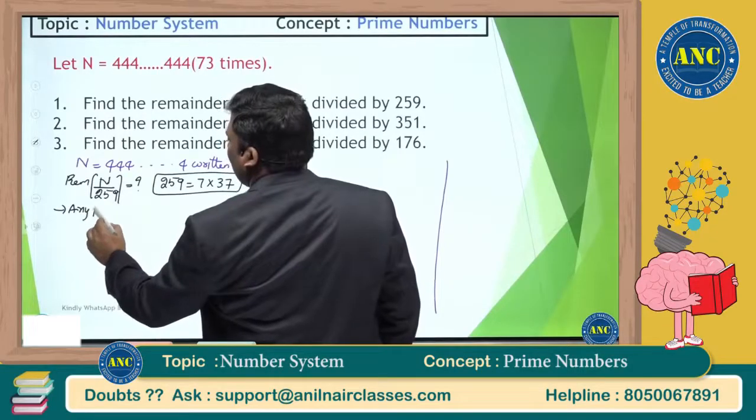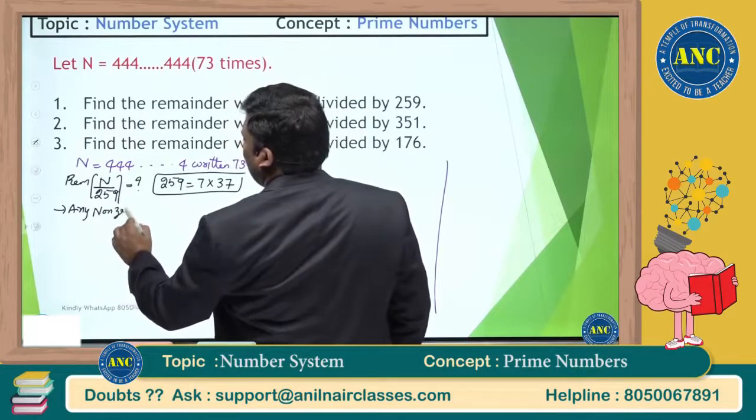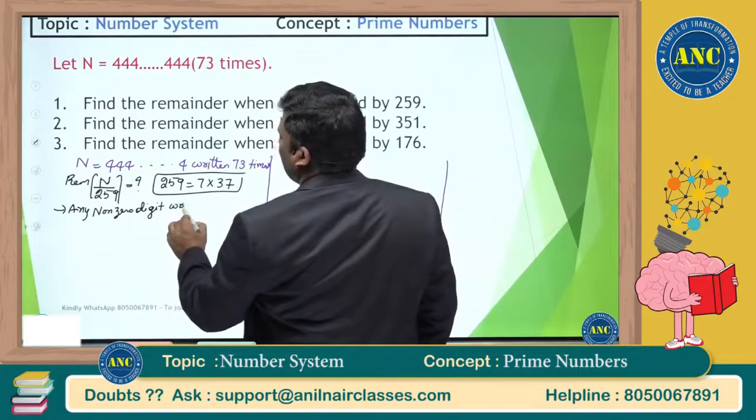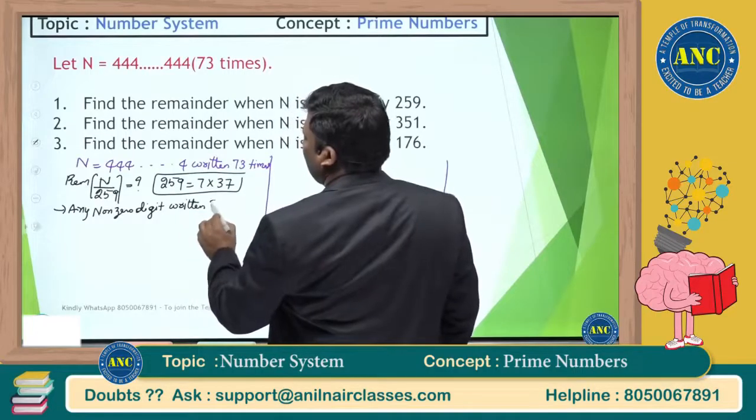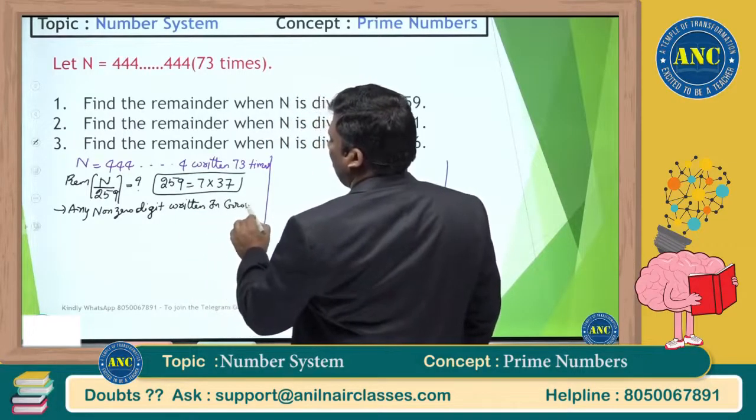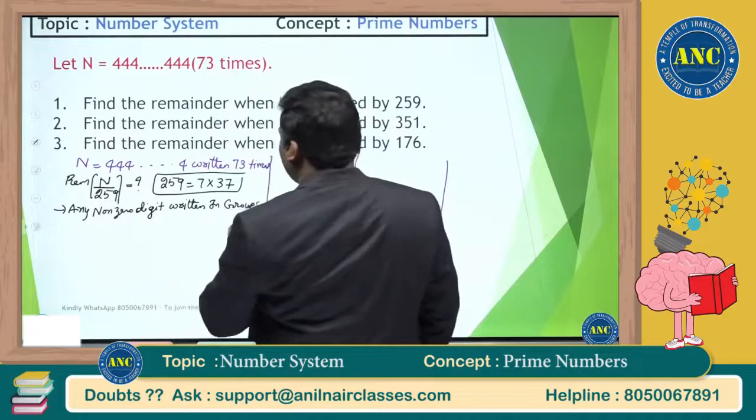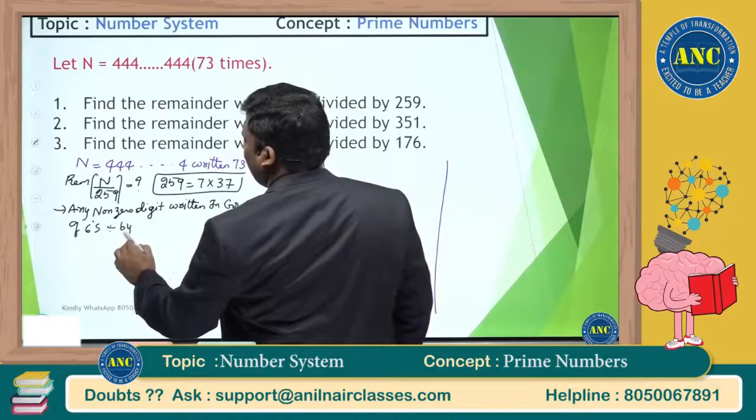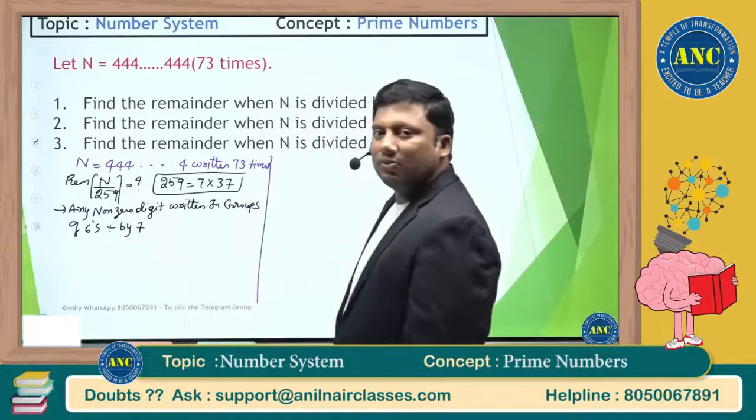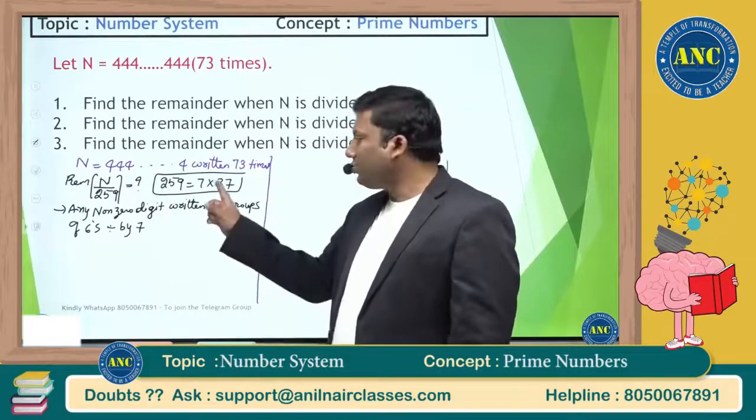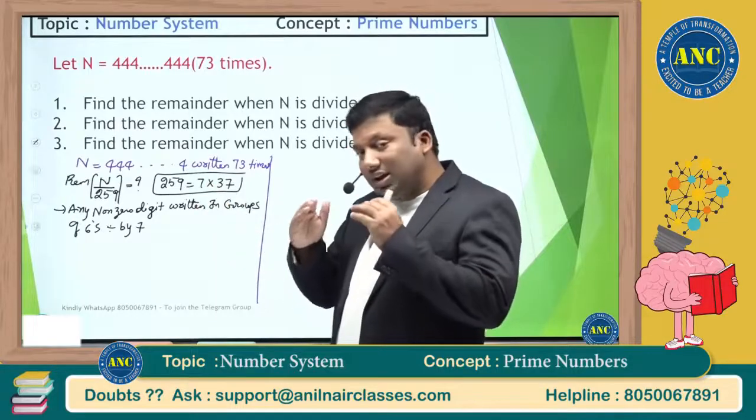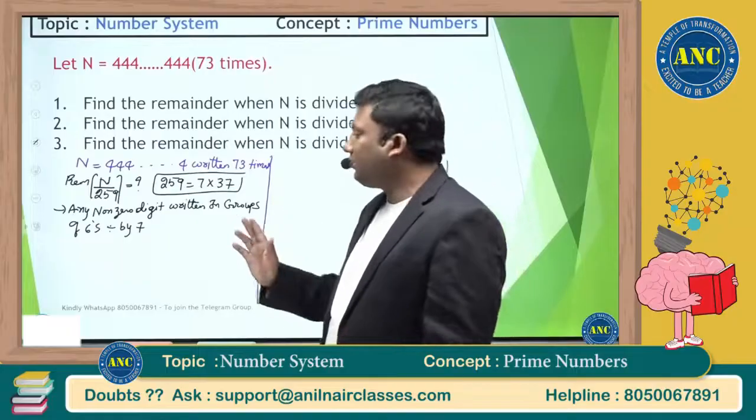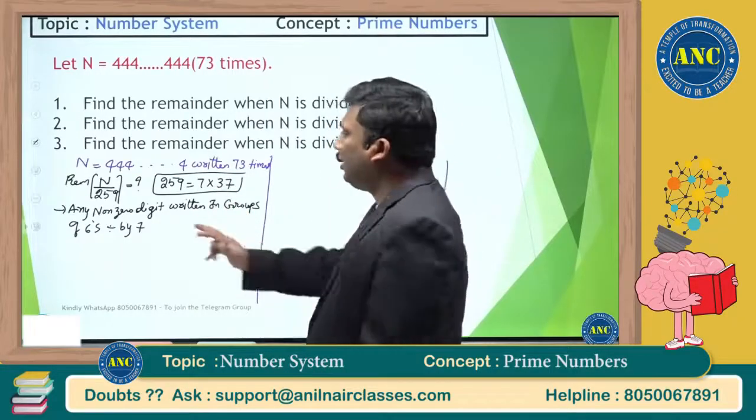Any non-zero digit written in groups of 6 is always divisible by 7. Yesterday we discussed this and the proof also. What is the divisibility rule of 7? If a non-zero digit is written in groups of 6, then it is always divisible by 7.